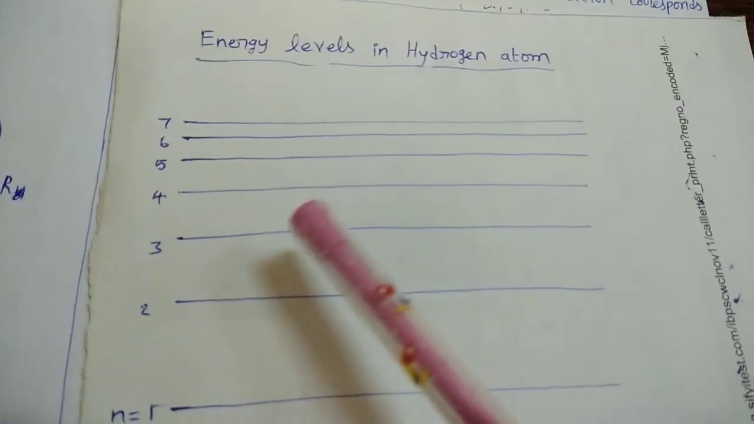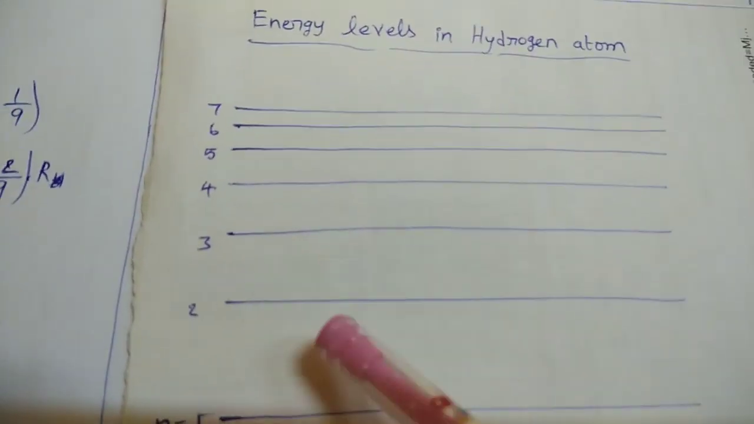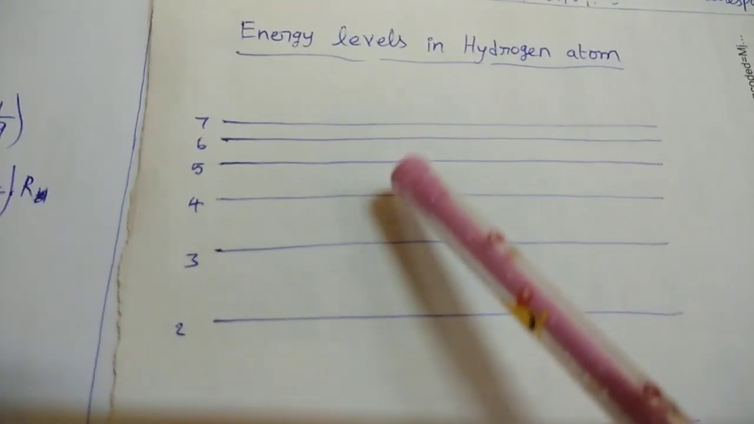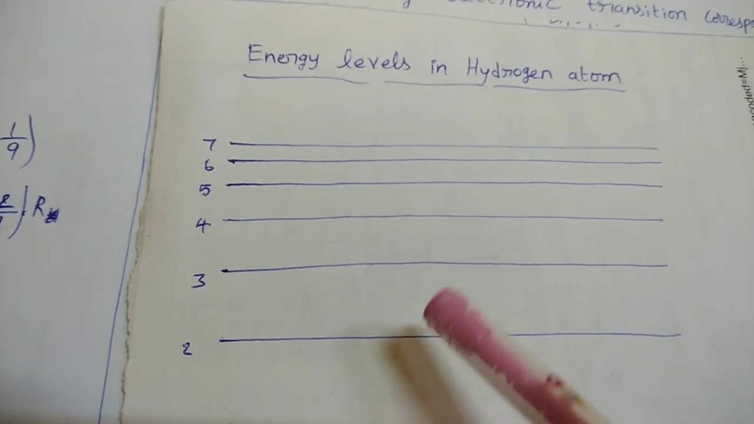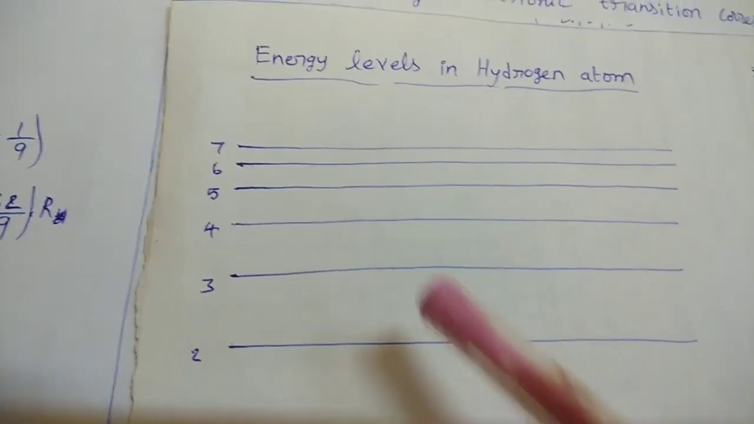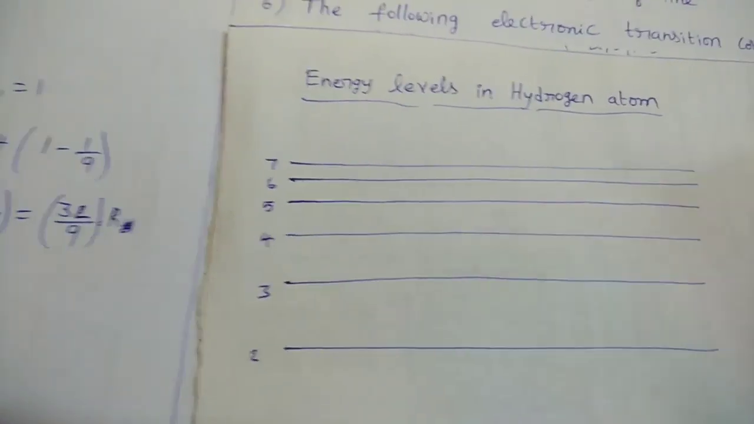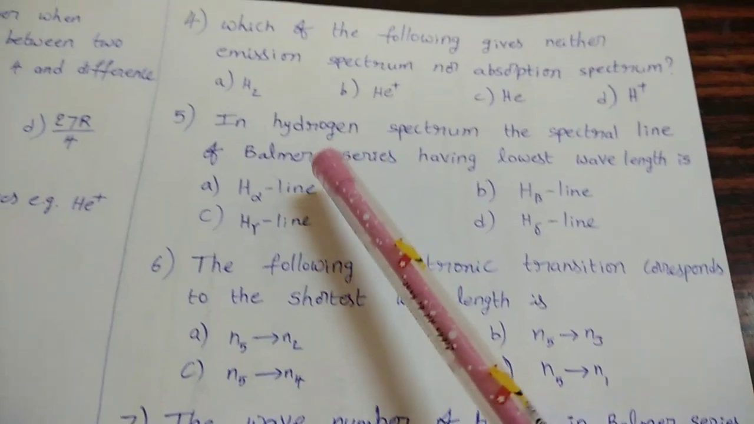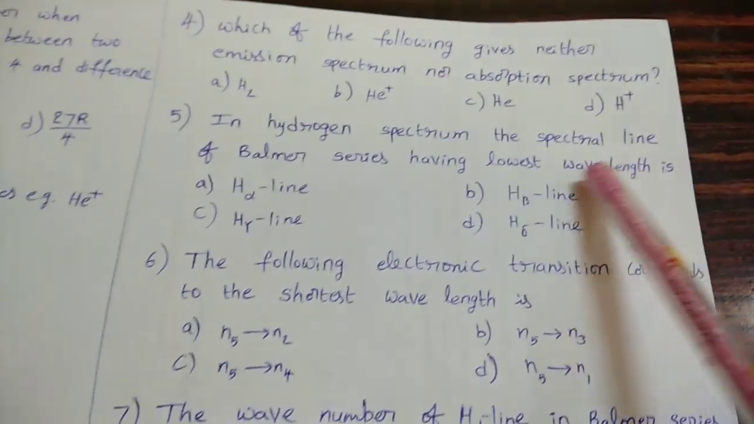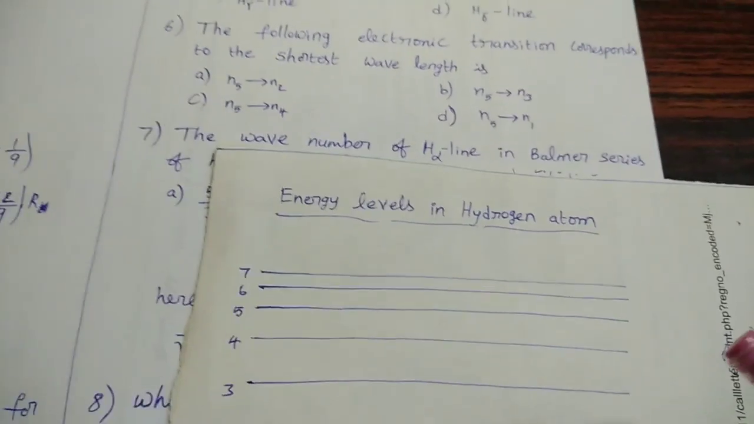So, say this: H alpha is from third orbit to second orbit, H beta fourth to second orbit, H gamma fifth to second orbit, H delta sixth to second orbit. Here we should find out the line having the lowest wavelength. So wavelength and energy are inversely related.